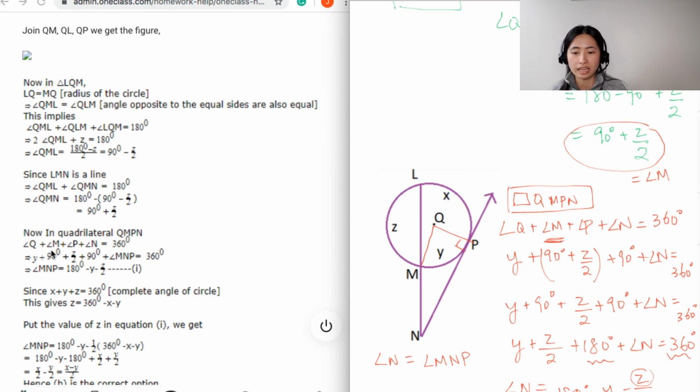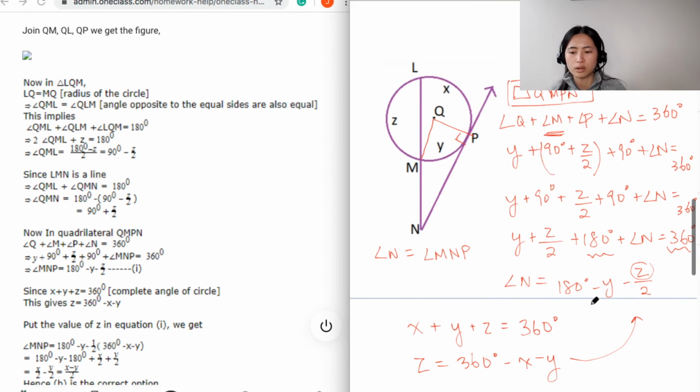And you have an angle M, which is coming from angle QMN, which is 90 plus Z over 2, and that's what they have here. And then you have angle P, which is this. So it's a right angle, and it's a right trapezoid, right? And then you have angle N, which is something that we're looking for because that's angle M and P essentially. And that's equal to 360 degrees.